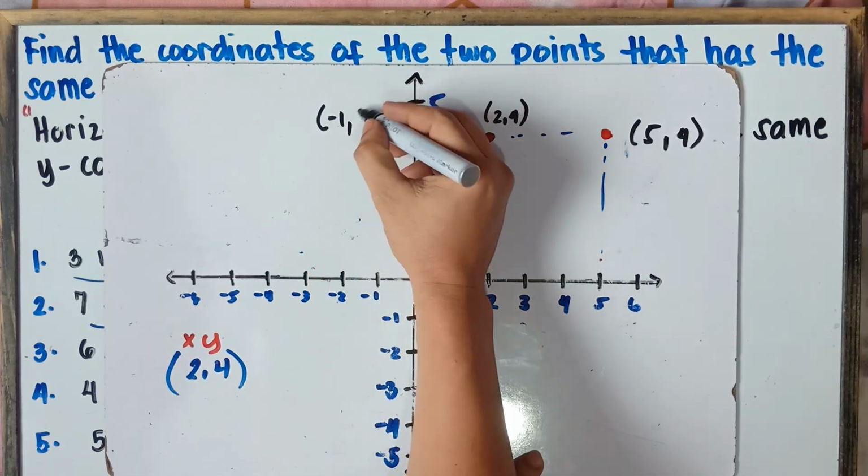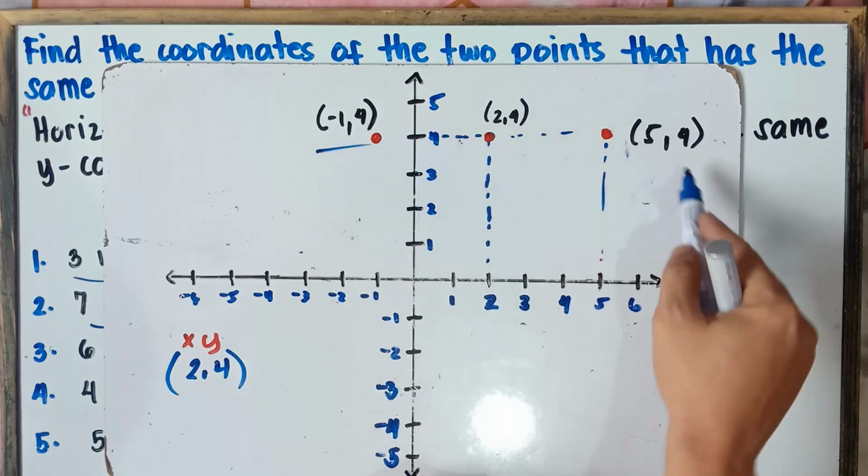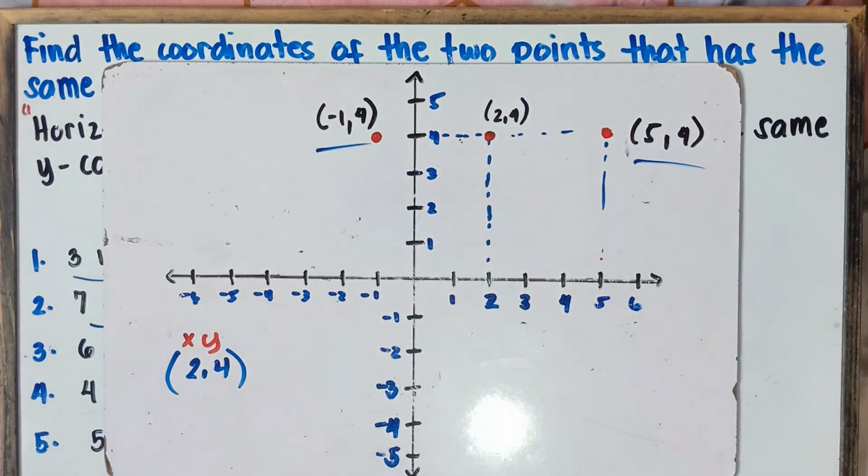Okay, so this will be positive 4. You have the same y value. And that would be your 2 points, class. That's it, class. That's the answer, class, with regards to example number 1. Easy as that, class, on the Cartesian plane.